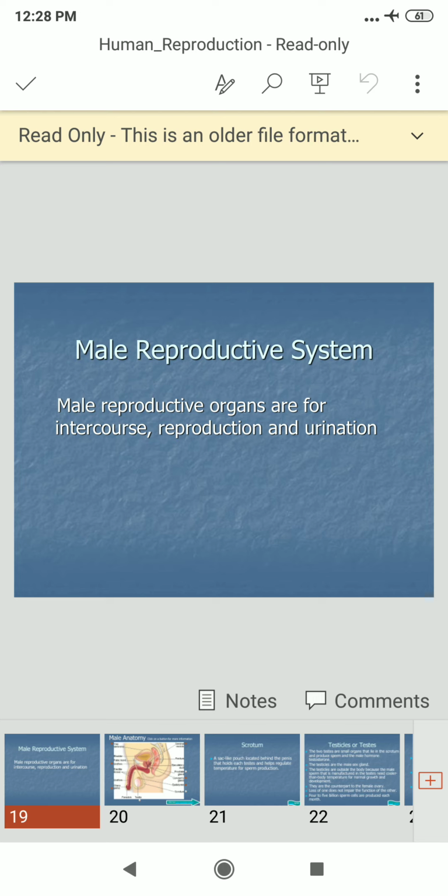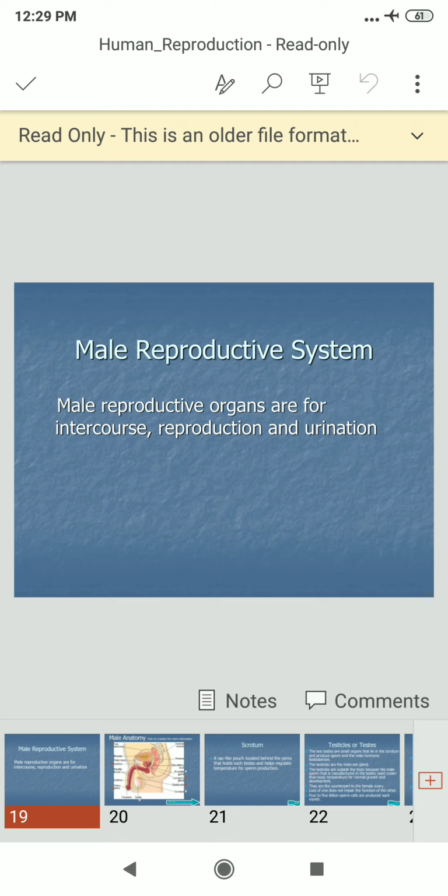This is the next topic of human reproduction. Last lecture we saw the female reproductive system of humans, and now it is the male reproductive system. These male reproductive organs are used for intercourse, reproduction, and urination. The system is located within the pelvic region and includes a pair of male gonads, called the testes, or singular testis, along with sensory ducts, the accessory glands, and the external genitalia.